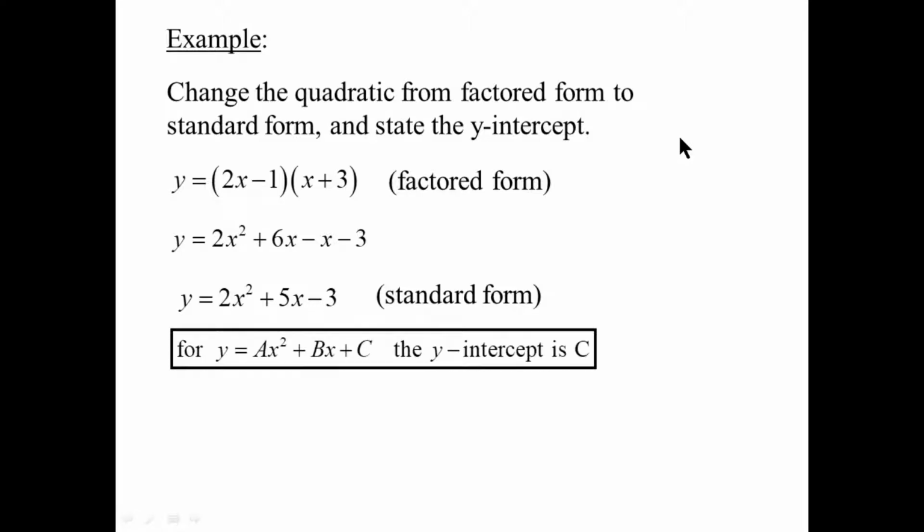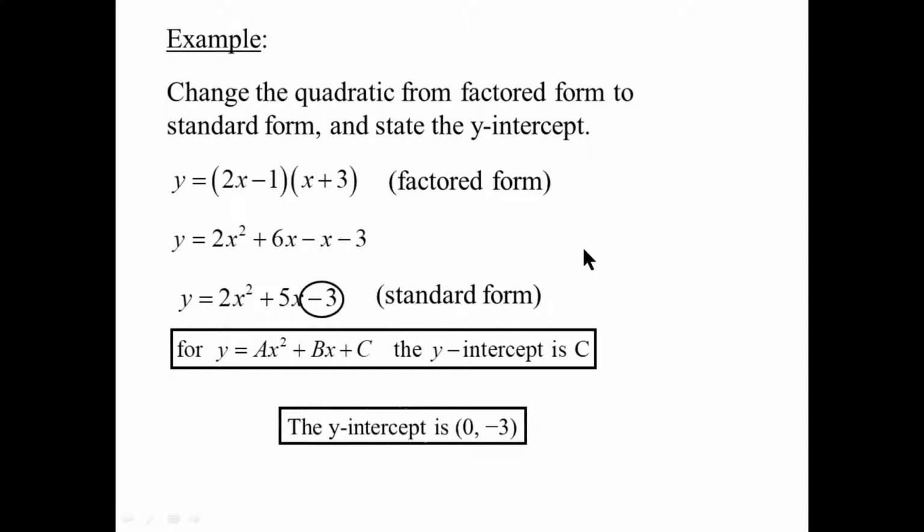Now, the thing about standard form is it's like ax squared plus bx plus c. This c value is the y-intercept. This guy, that's the y-intercept there. Just like mx plus b, b was the y-intercept. This number on the end of a polynomial function is always the y-intercept. So the y-intercept is 0 minus 3.